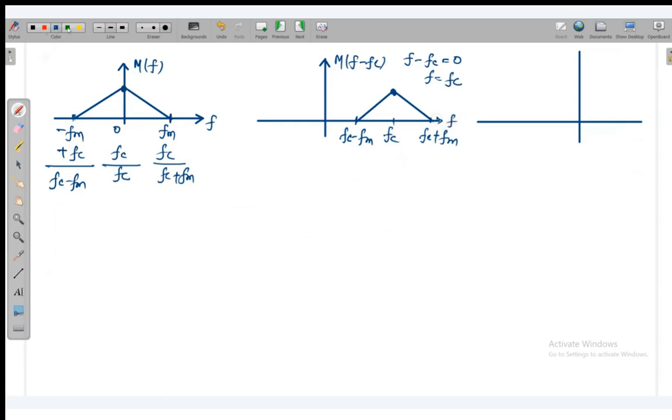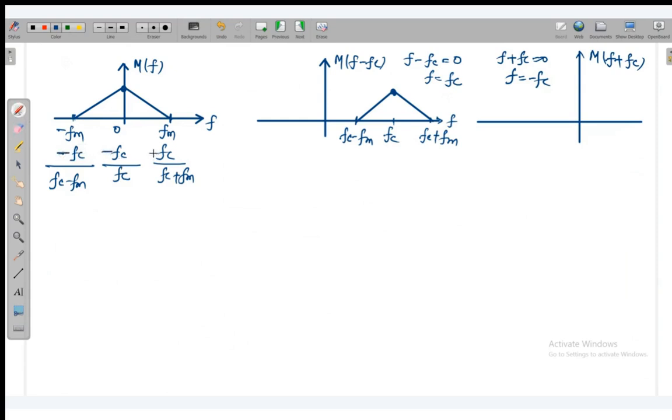Now similarly, you can write M of f plus fc. M of f plus fc means you will add minus fc to the whole axis, because f plus fc equal to 0, so f equal to minus fc. So this minus fc should be added. So now you add minus fc in the whole axis.